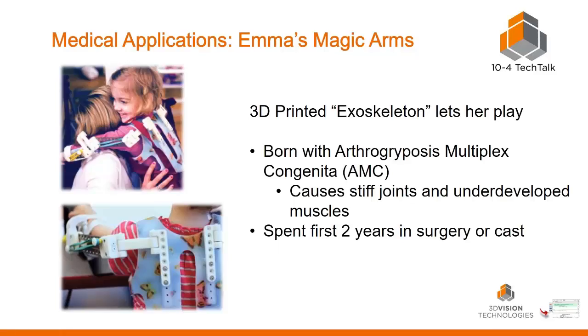All right, so our first story in the prosthetics and orthotics is Emma, and if you guys need a good cry, grab your Kleenexes, because this is a heart-wrenching story. She was born with AMC. I'm not going to try to pronounce that one. I was actually able to get that one to fit on the slide, and this disease was causing a very, very high amount of stiff joints, which prevented her muscles from fully developing. So she couldn't lift her arms, she couldn't move, she couldn't lift her head. She was in surgery or in casts for the first two years of her life.